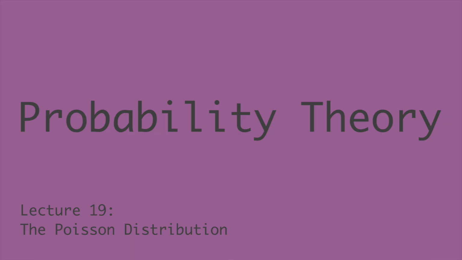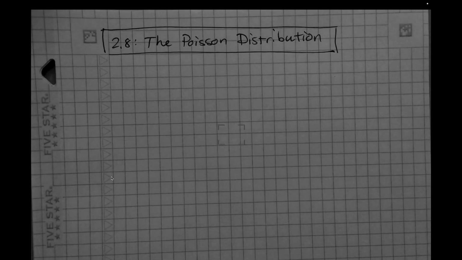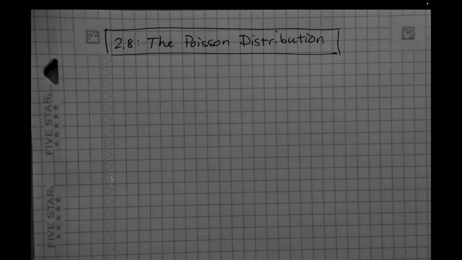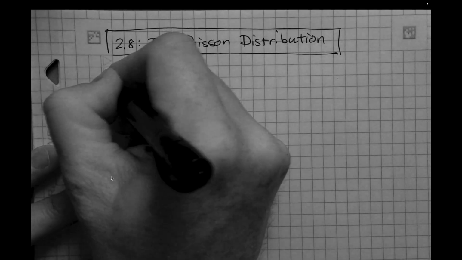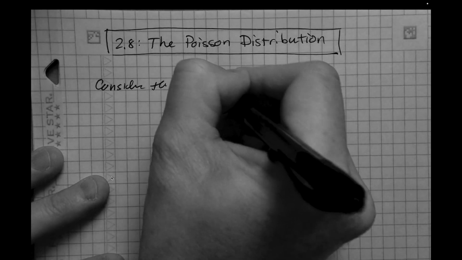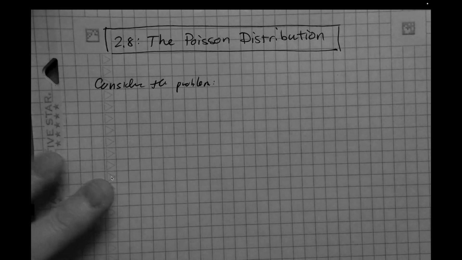And we'll call this section 2.8, the Poisson distribution. Let's set this up by thinking through an example. Consider the problem: let's say we want to identify the number of auto accidents at an intersection during a specific period of time, like maybe a week or something.